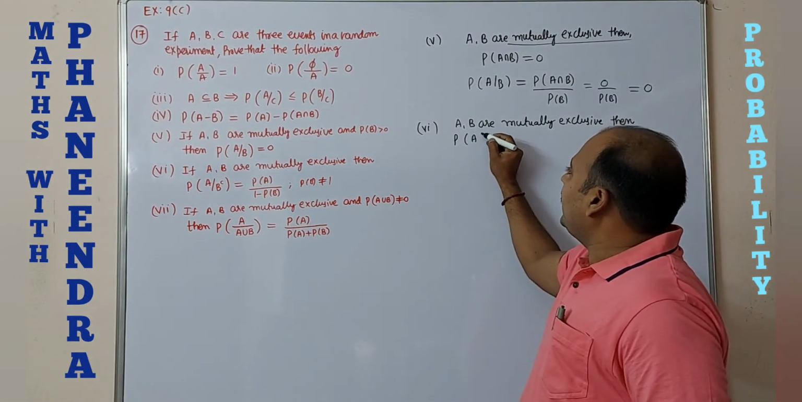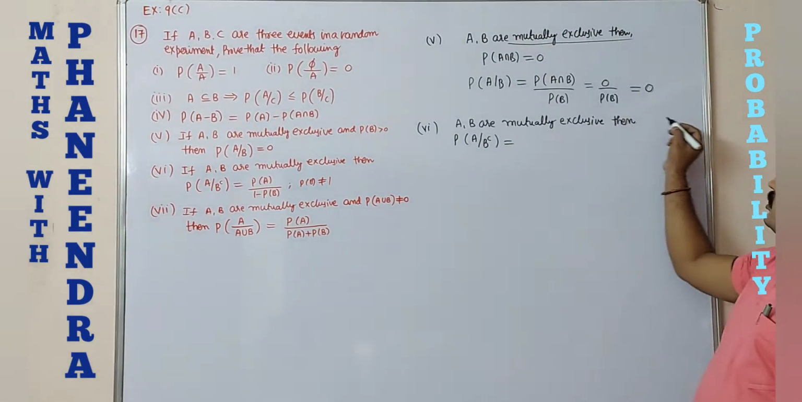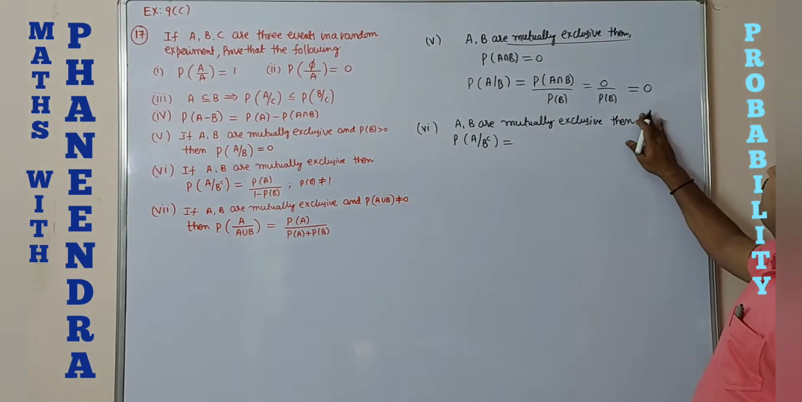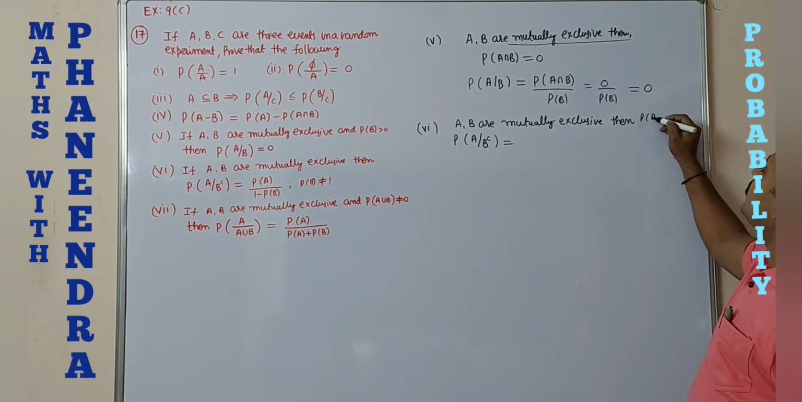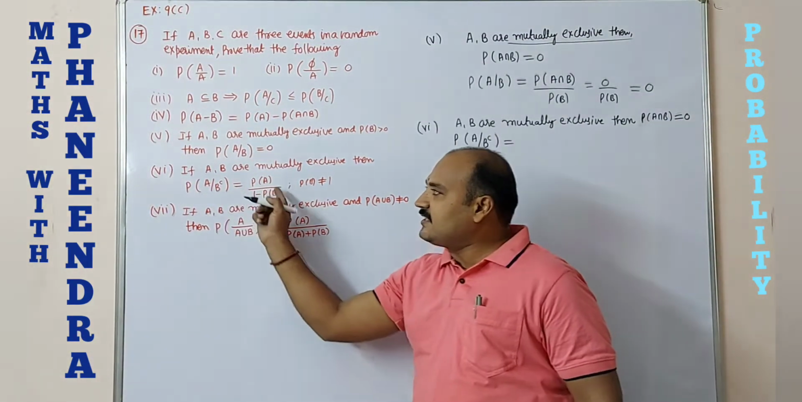P of A given B complement. Whenever A, B are mutually exclusive, then P of A intersection B is equal to 0 only, no? It will be the same. P of A intersection B is 0. But they are asking to prove this result.